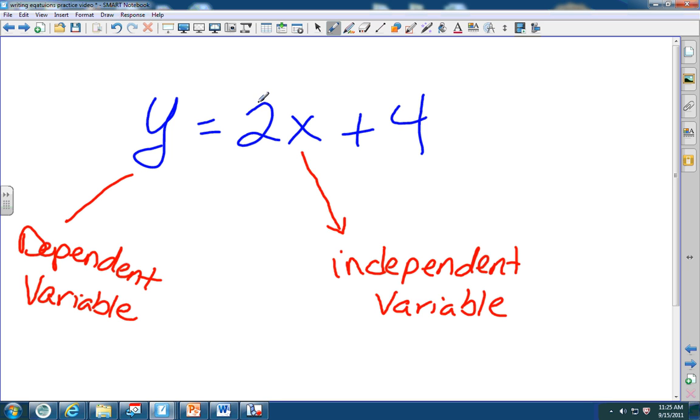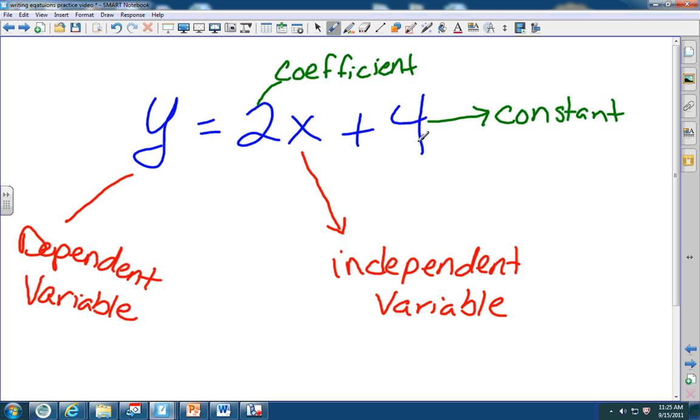The number that is attached to the variable is your coefficient. It is not, I repeat, it is not always the one that comes first. It's the one that is attached to the variable. The one that is over here by itself, that is the constant.